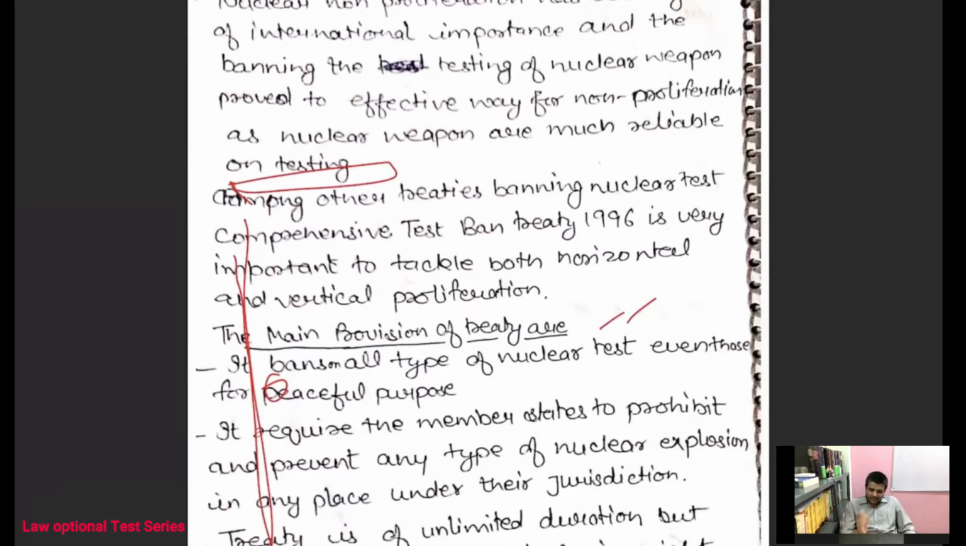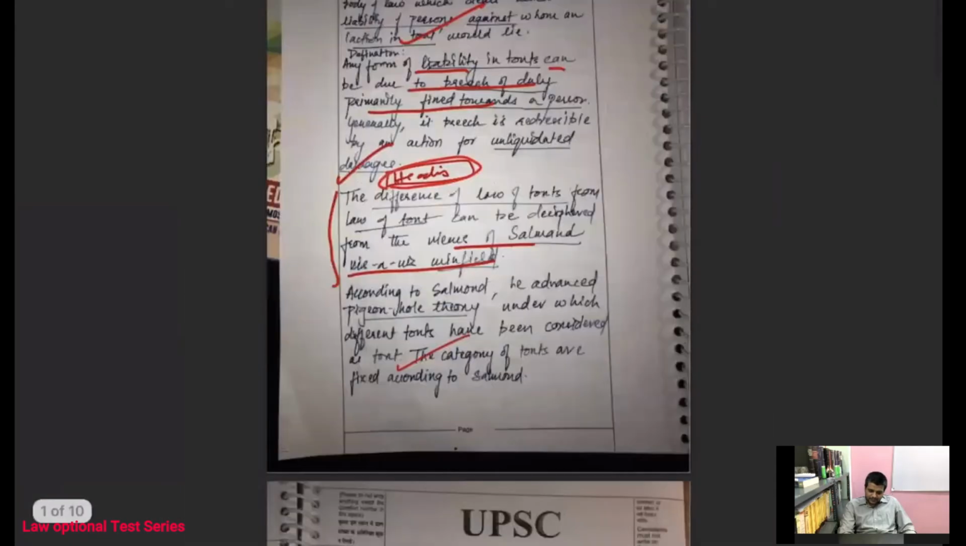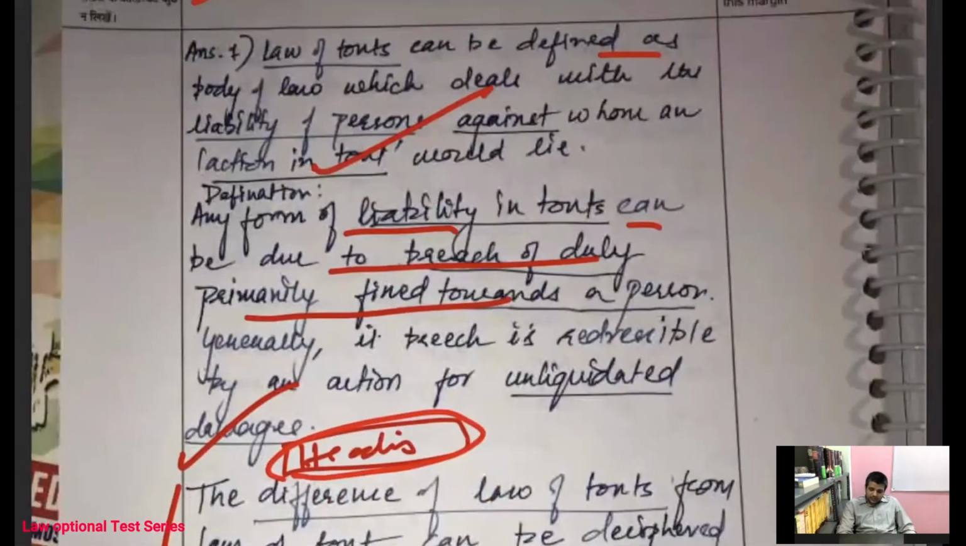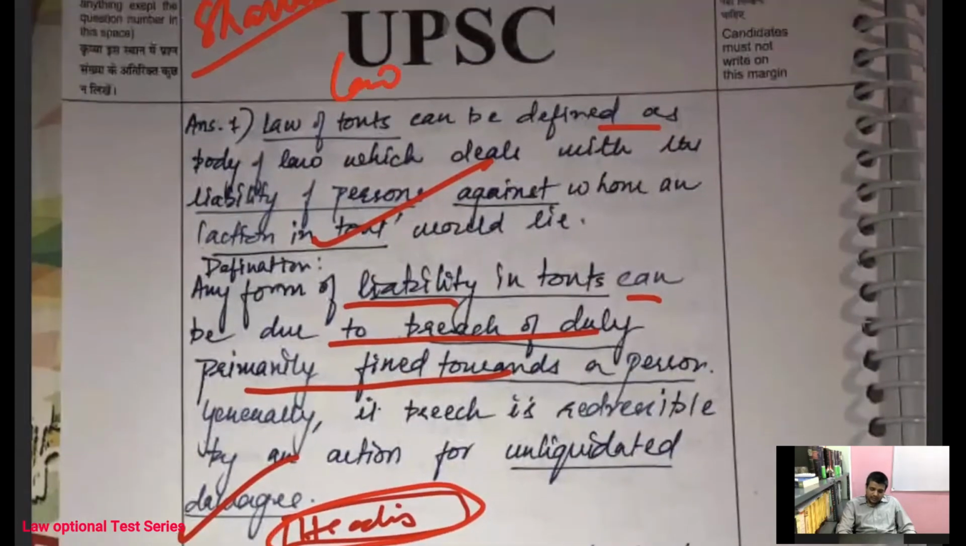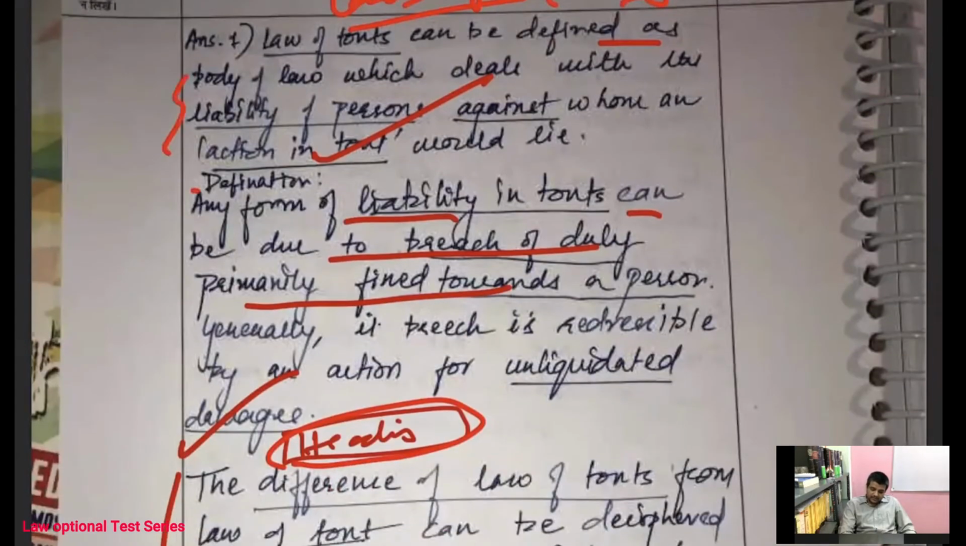Understood that particular point? Let me show you the third point, third question. See this, this is a candidate again. Now this question was actually law of torts, or laws of tort. Okay, the question: torts and tort. See, starting with this definition.